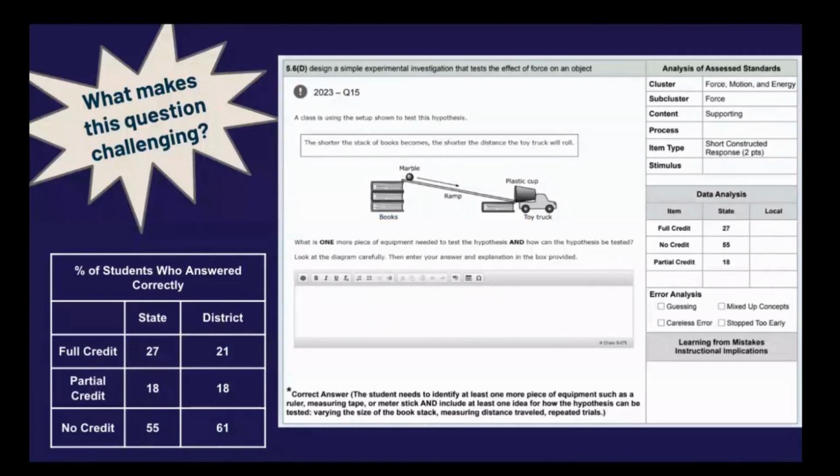So let's take a look at a STAR release question, which is our short constructed response from the 2023 STAR Science. Take a moment to read the question, analyze the information provided, and then think about what makes this question challenging for students. I'm going to pause here and allow you some time to look through the information.